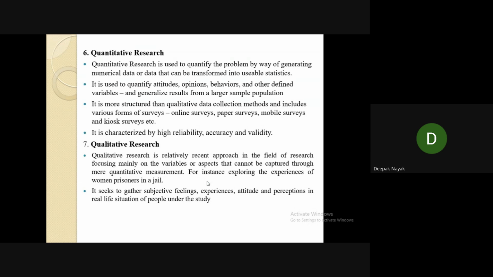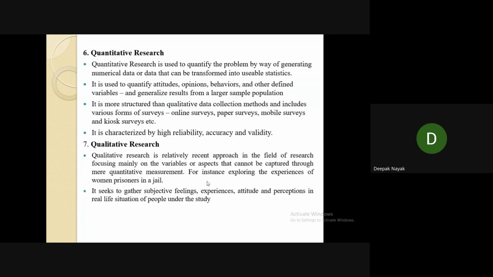Then qualitative research stands in opposition to quantitative research. This research doesn't believe in numbers much. This research believes in quality. And when numerical research cannot touch some aspects of understanding a problem, then qualitative research is used.